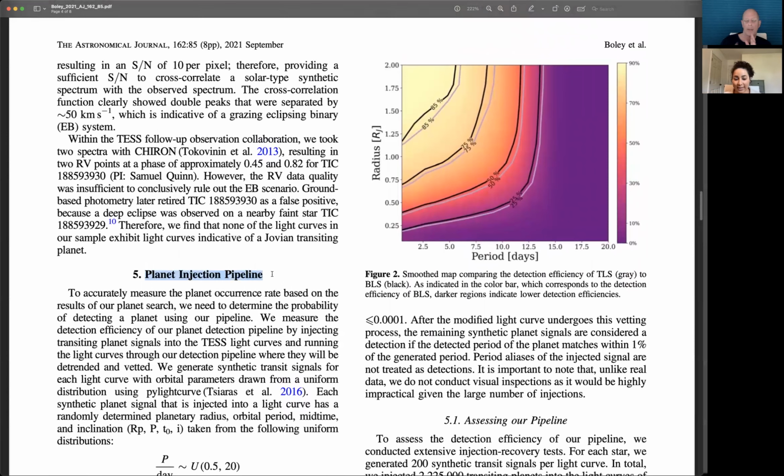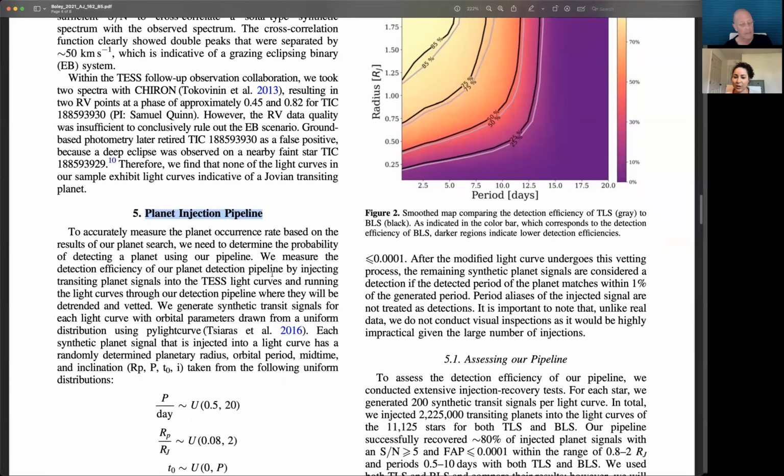So basically what we do here is we take all of the light curves that we have, and we end up injecting synthetic planet signals into each light curve, and then trying to recover them using the same pipeline that I talked to you about before that detrends the light curves and does the planet searches. Since we know that there are planets in those light curves, we are able to figure out what percentage of those planets we're able to find for a given radius and period.